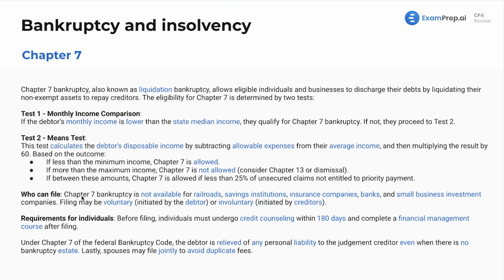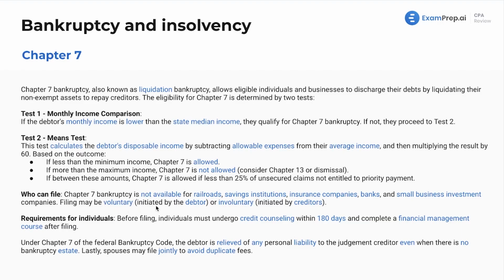Who can file here? Well, Chapter 7 bankruptcy is not available, and you may think this is kind of random, but hey, this is the tax code. It's built upon by decades of history and special interest groups and those who get certain privileges and those who generally don't. So Chapter 7 bankruptcy is not available for railroads, savings institutions, insurance companies, banks, and small business investment companies. That's just something to memorize. Those are the rules as well.